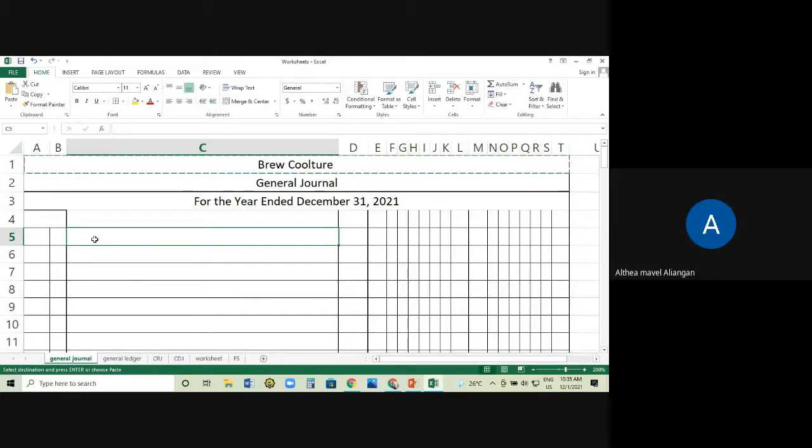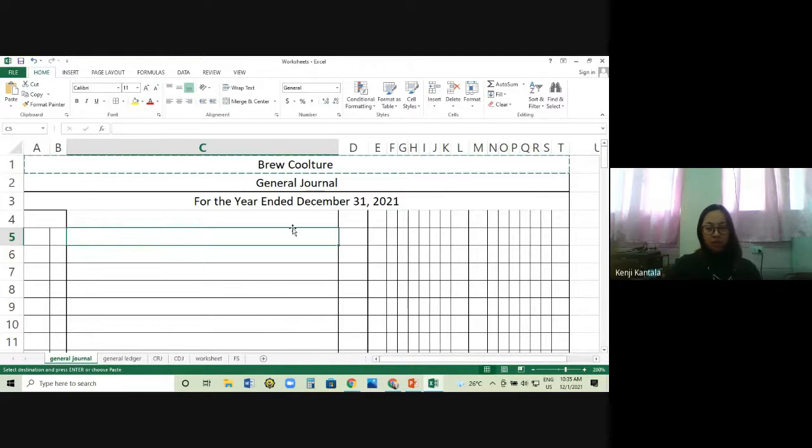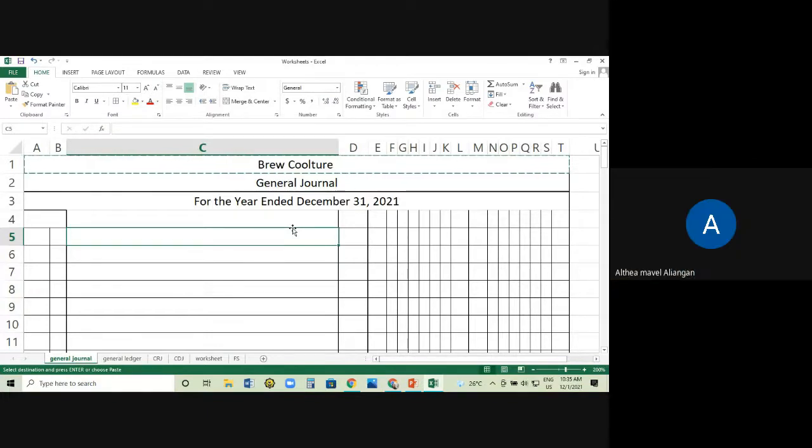Ano pa lang, ma'am? Planning. Nung nag-start ko, planning pa lang naman po. Start to plan. You plan for your setup, mga ganon. Opo, yung mga i-offer na products.